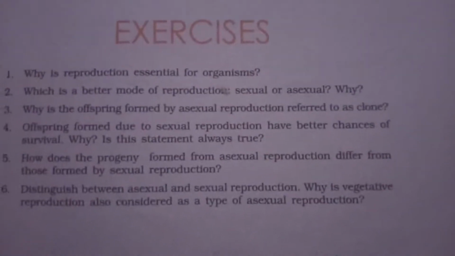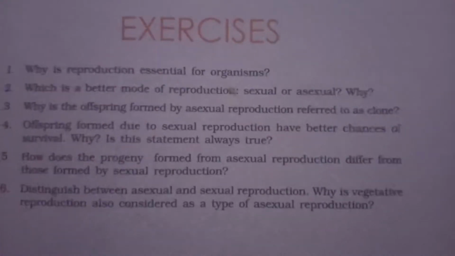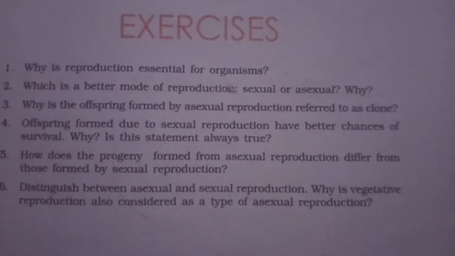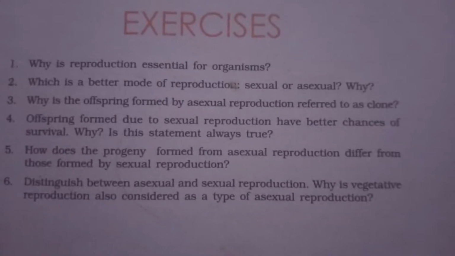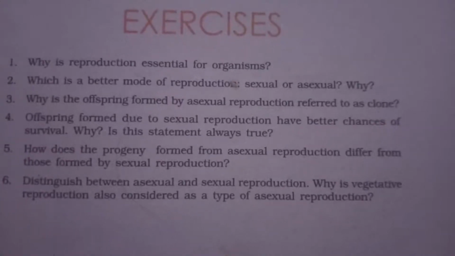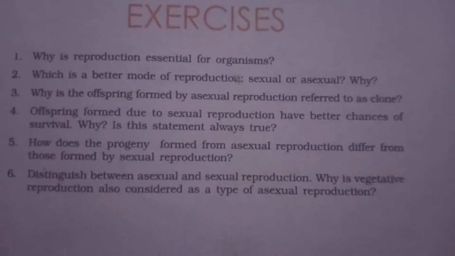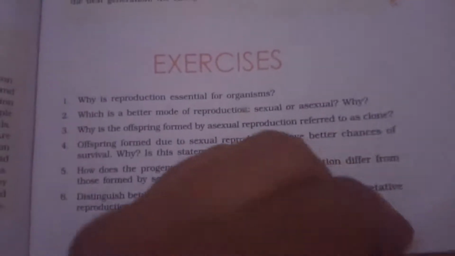In the exercise they have given: why is reproduction essential for the organism? Try to write the answer for it. Which is the better mode of reproduction, sexual or asexual, and why? Then why are the offspring formed by asexual reproduction referred to as a clone? Because they are similar to each other. So go through whatever questions are given in your exercise.